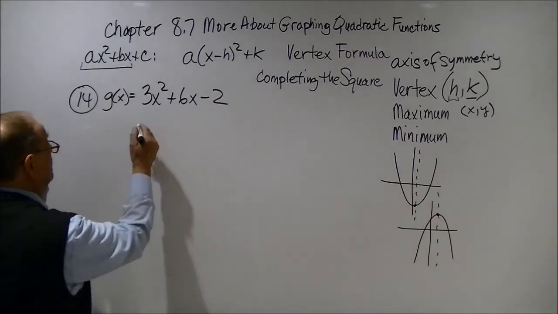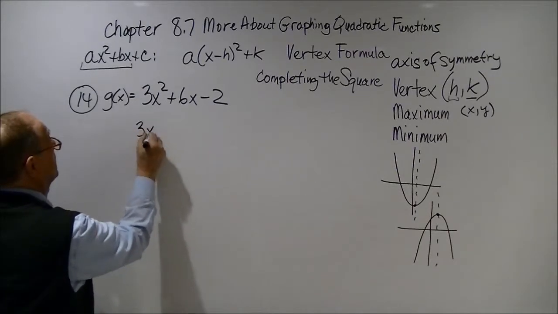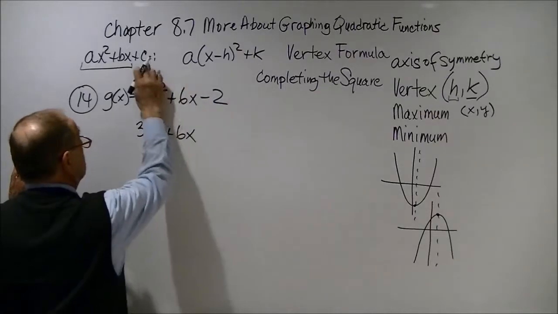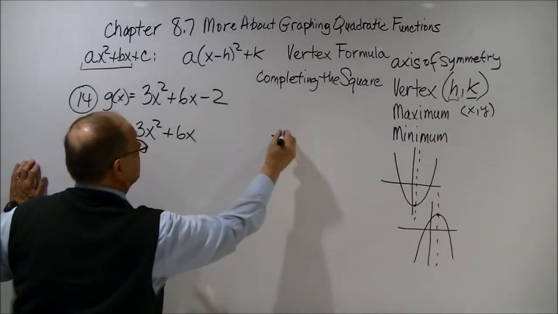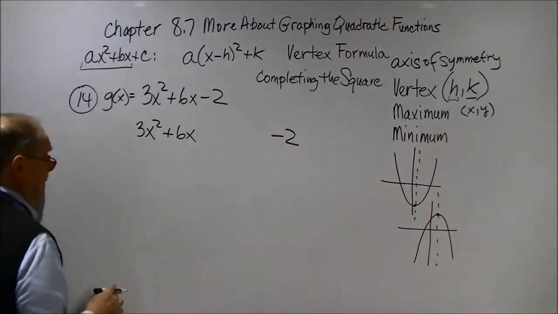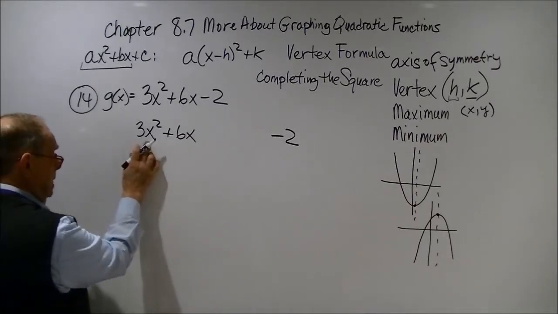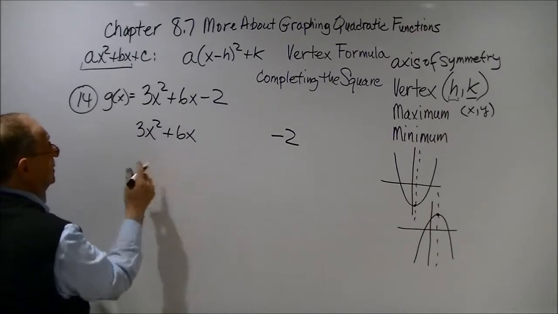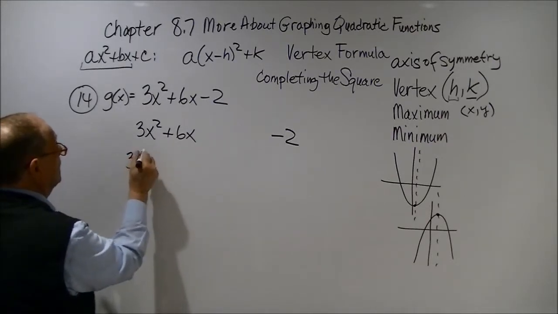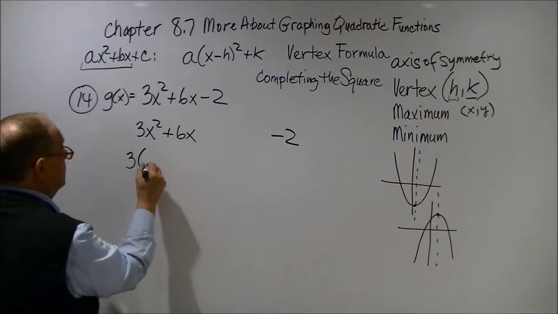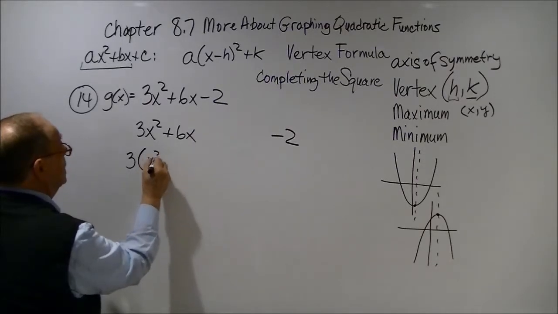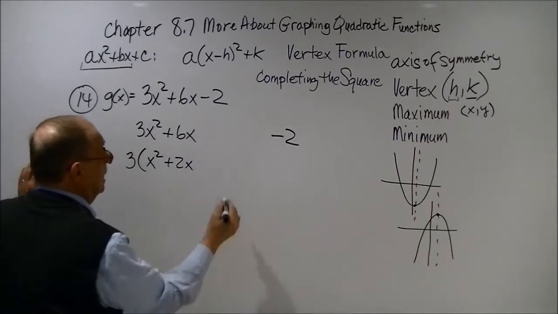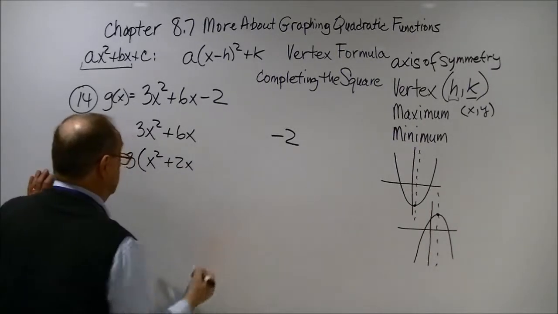So what we've said so far is to write it again, but take the C term and move it out to the side here. We're going to deal with that later. Now we want our A to be a 1, that's in here, so we're going to factor out a 3, and we get x squared plus 2x. And we're going to leave some room there.